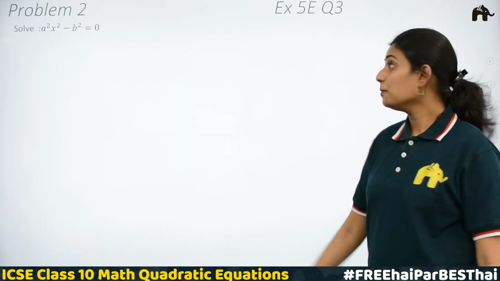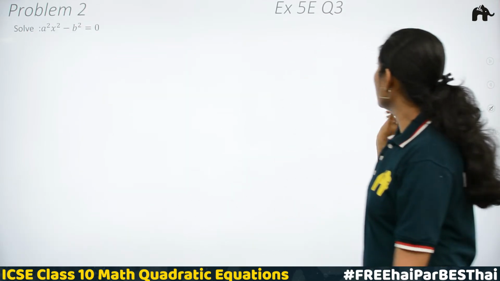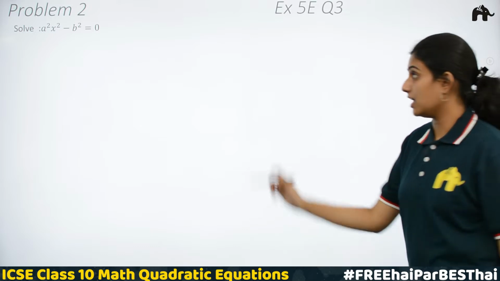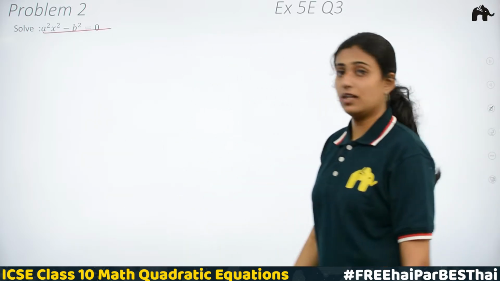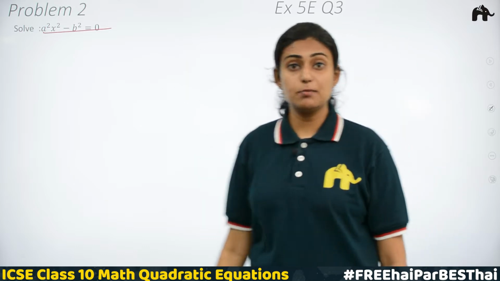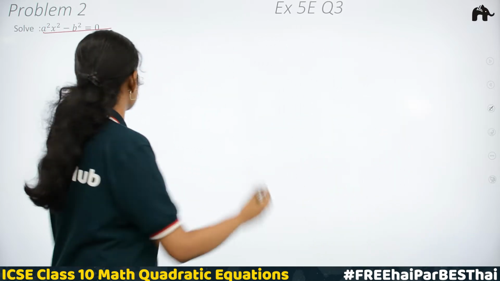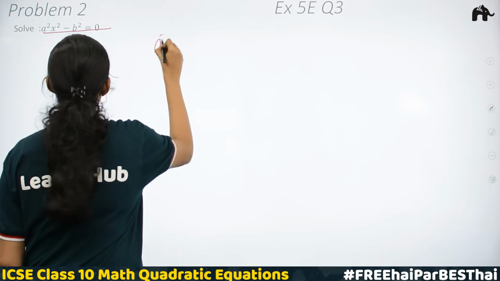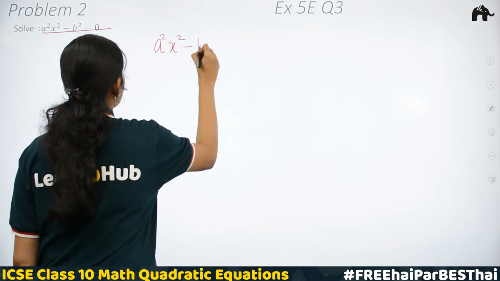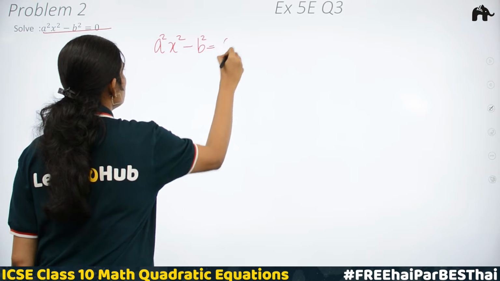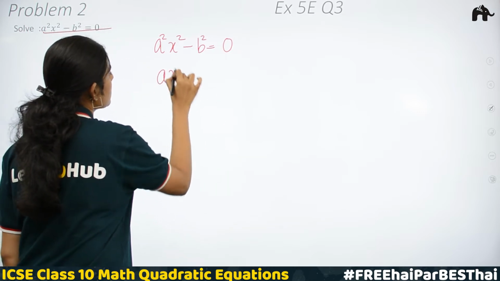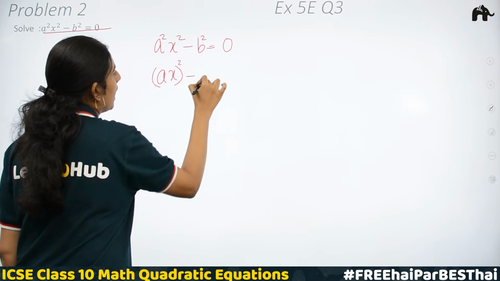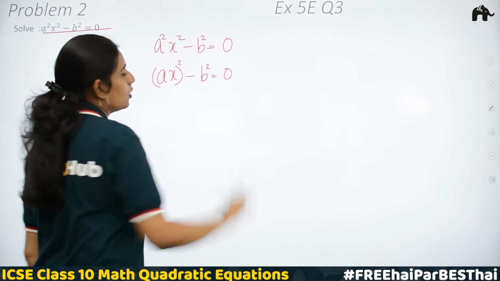Clear? Now, problem number 2, question 3 of exercise 5E. Solve a square x square minus b square is equal to 0. Here we don't have the middle term, that is, a term containing x. The equation is a square x square minus b square is equal to 0. Okay, this can be written as (ax) whole square minus b square is equal to 0.